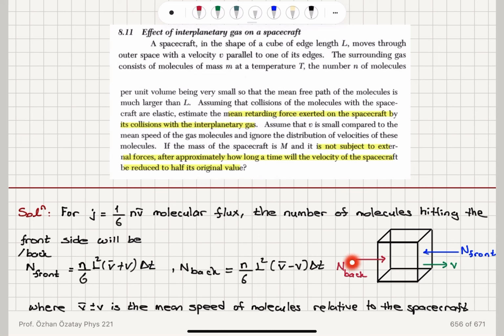And those molecules hitting from the back are normally coming with speed v bar, but because the spacecraft is already going away from the molecules with the speed v, it is v bar minus v. That is the relative speed of the molecules with respect to the spacecraft that are hitting from the backside. So this gives us the number hitting from the back.